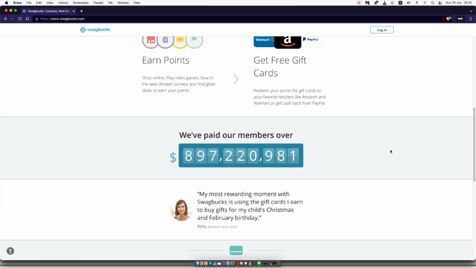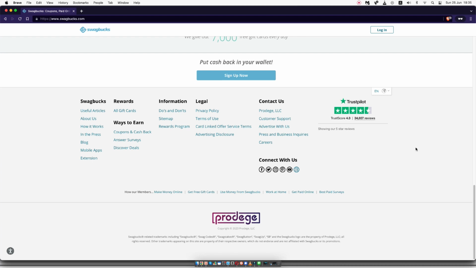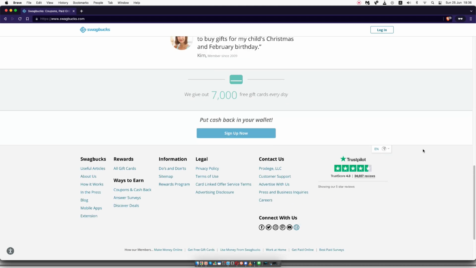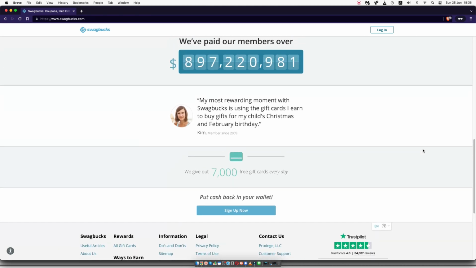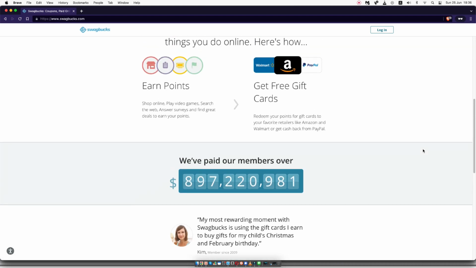However, if you are somebody who is looking to just get cash back for purchases that you're already making or getting paid to download and play games on your phone that you were already looking to play in the first place, then Swagbucks might be a good offer for you to make a few dollars here and there.